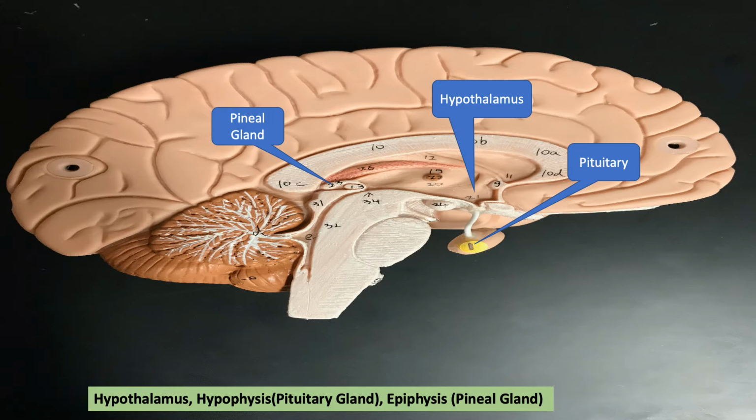The hypothalamus produces many hormones, such as releasing hormones, gonadotropin releasing hormone, thyroid releasing hormone, etc., as well as ADH, antidiuretic hormone, and oxytocin. ADH and oxytocin are released through the posterior part of the pituitary gland. And the pituitary gland is a very important organ.